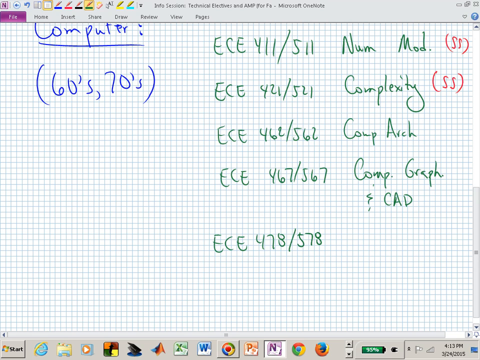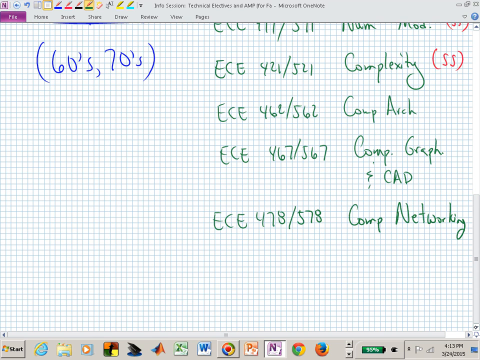478, 578 is dealing with computer networking. How do computers talk to one another? How do you set those networks up? How do you make that happen?